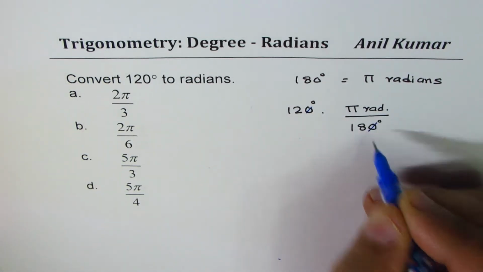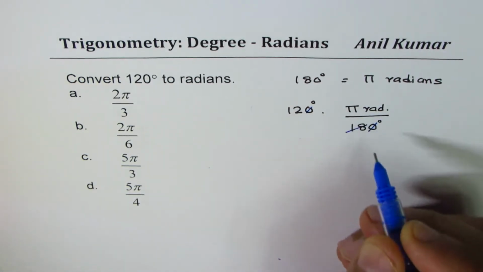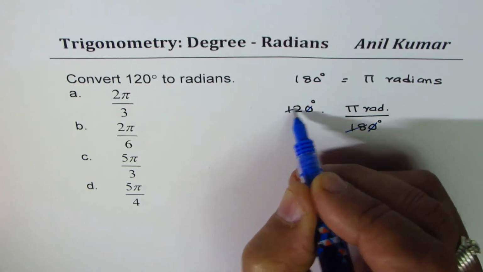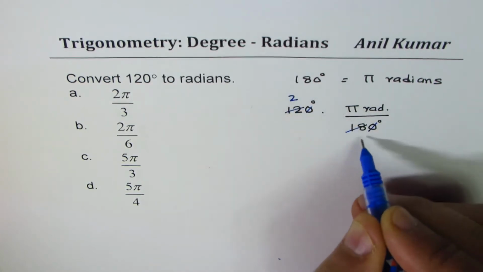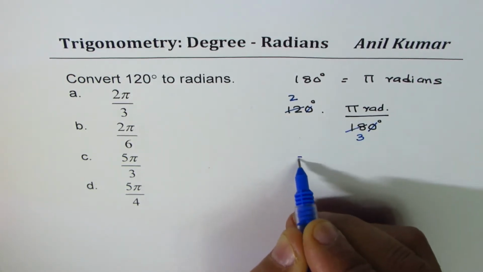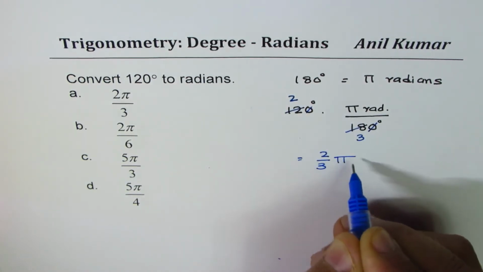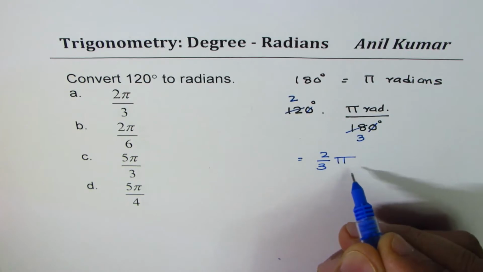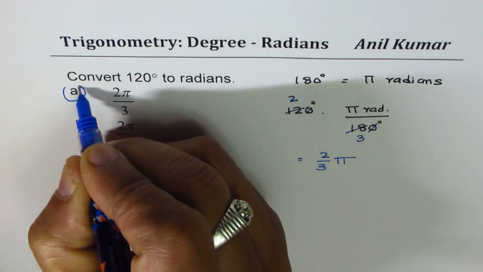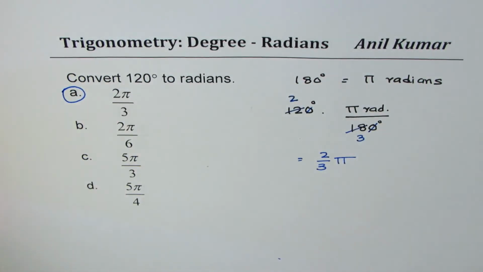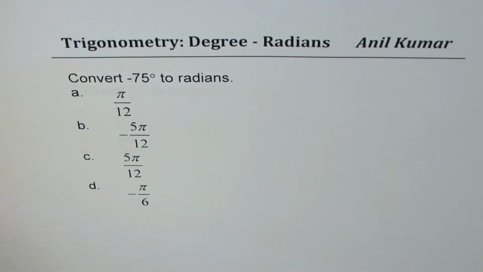You can divide by 6: 6 times 2, and 6 times 3. What you get is 2 over 3 pi, so 2 pi by 3. So the first option is the correct option. This is the best way of doing it. Let's move forward and take another example to practice.